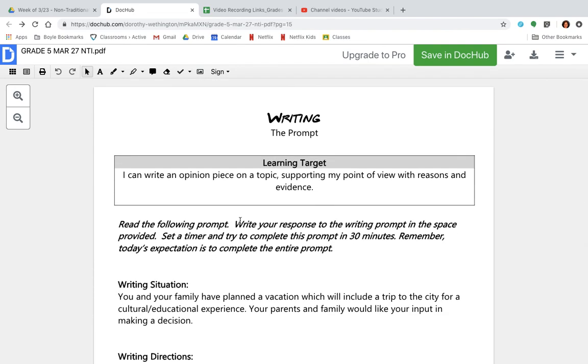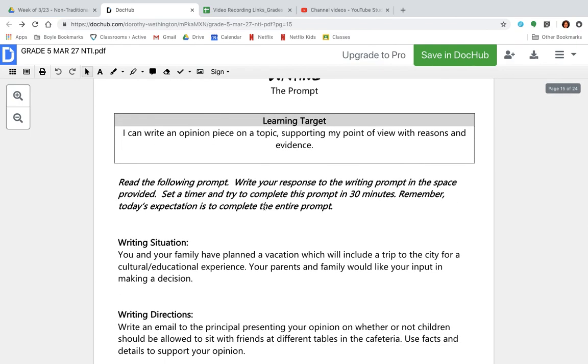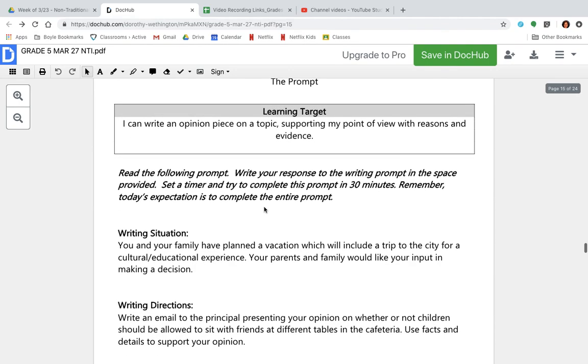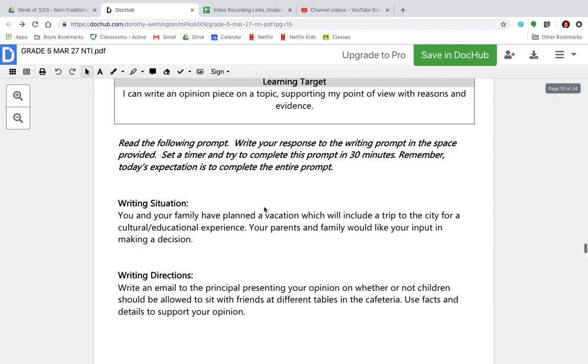Writing the prompt. Learning target. I can write an opinion piece on a topic, supporting my point of view with reasons and evidence. Read the following prompt. Write your response to the writing prompt in the space provided. Set a timer and try to complete this prompt in 30 minutes. Remember, today's expectation is to complete the entire prompt.